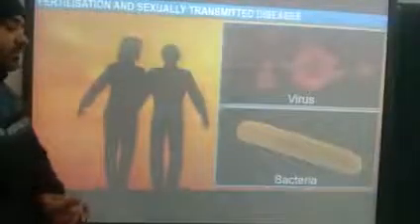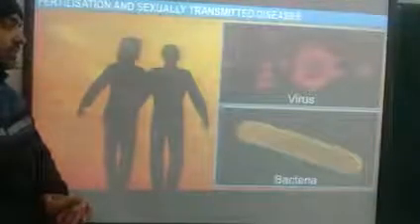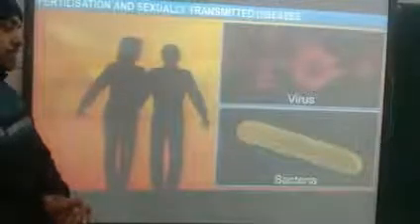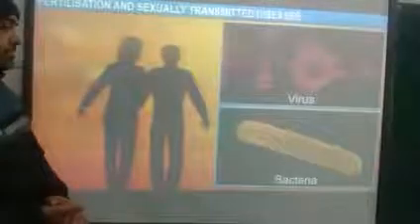Using a condom for the male reproductive organ during sexual intercourse helps prevent transmission of many of these infections to some extent. However, it fails if it is not used properly.